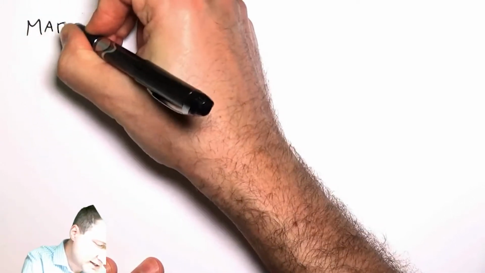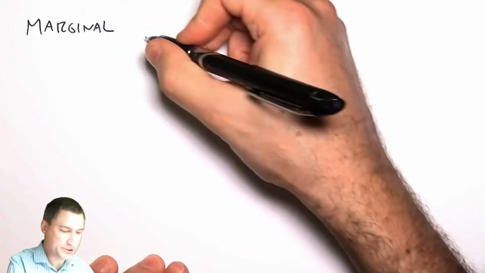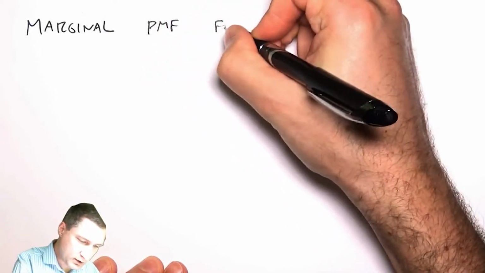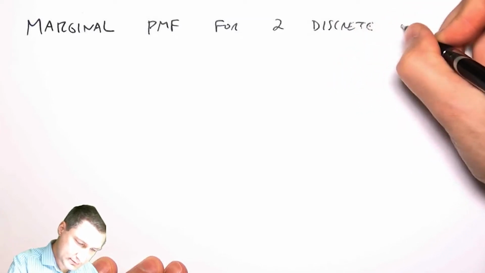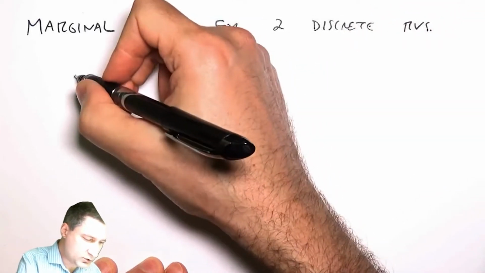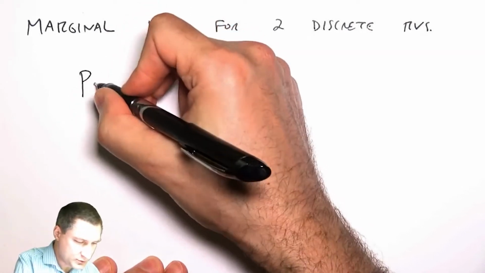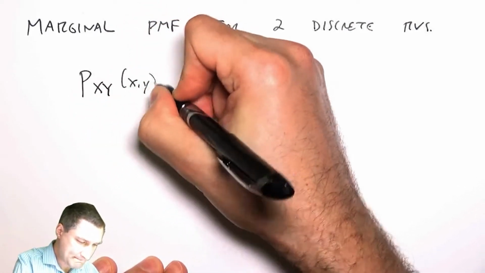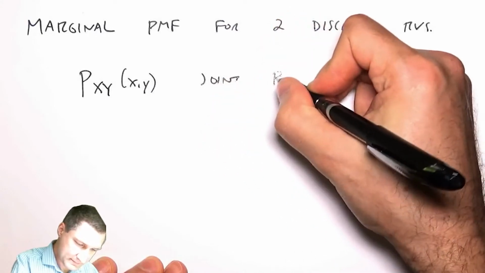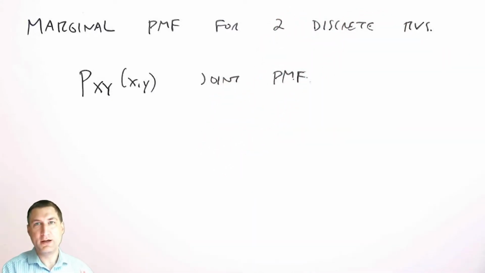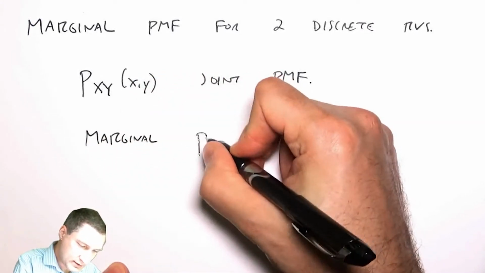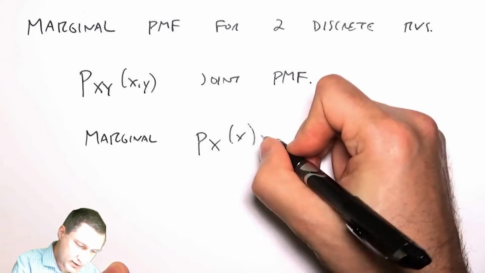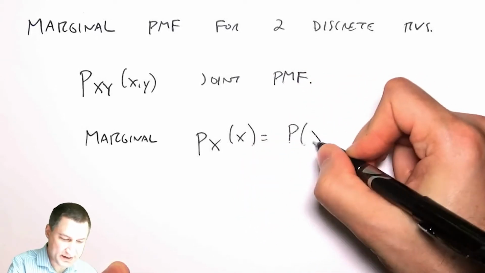So before I go on to continuous joint random variables, I want to introduce this important idea called the marginal. The marginal PMF for two discrete random variables. We talked last time about the joint PMF. There are two marginals. This is nothing more than the normal PMF of X, right?